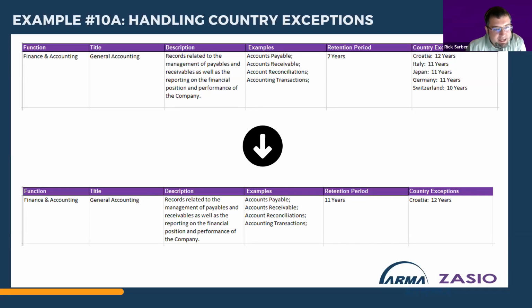We're not letting the tail wag the dog with Croatia, maybe because the operations aren't as heavy in that country, or it's kind of an outlier jurisdiction essentially. But if Croatia were the main country where operations were occurring, maybe it would be the retention period and there would be no jurisdictional exception. So this is really situational based on where you have your headquarters, where you have most of your operations, how much over retention you're comfortable having, all those things. Okay.